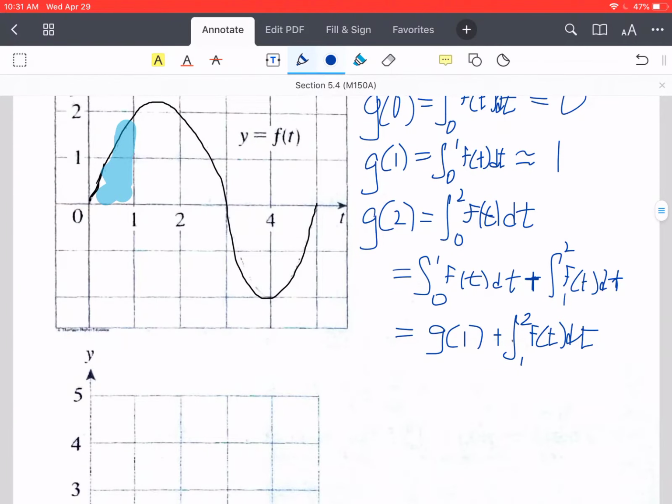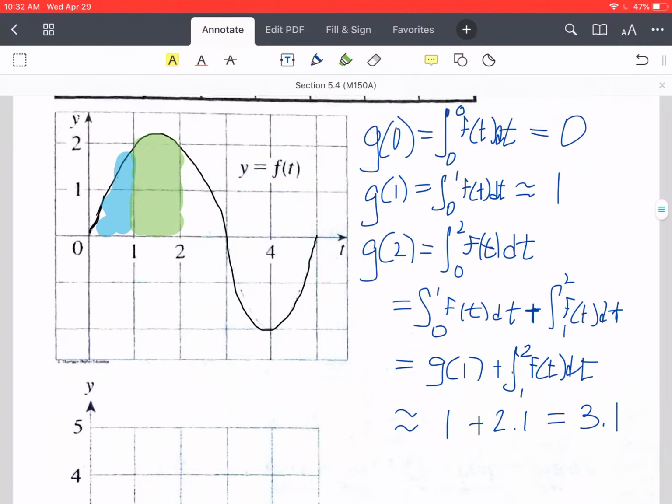Okay, g of 1 is 1, approximately, plus now we need to estimate the area of this one. So if we look, I've got two full squares here, right, that we're adding in. So that would be 1 by 1 square. So that's 2 plus a little bit more up here. So I'm going to call that 2.1. If you want to call it like 2.2, 2.3 even, you could do that. So I'm getting 3.1 for my value of g of 2.